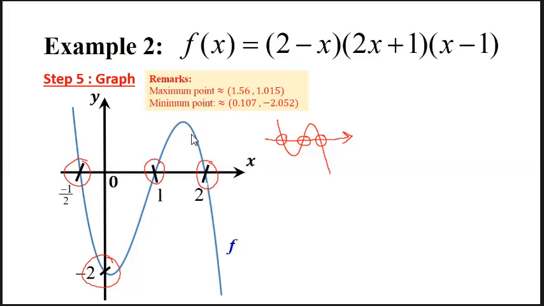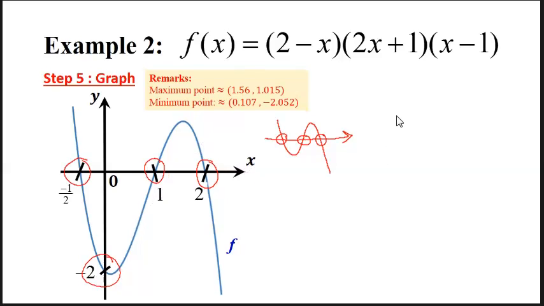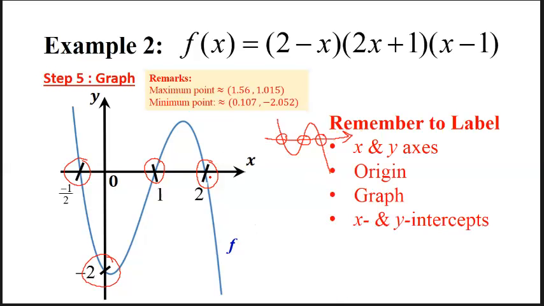And by right, we should label the maximum and minimum points. However, since the calculation is actually learned in chapter 9 on differentiation later, I will just leave the graph in this form without labeling the maximum and minimum points. So go on. Remember, in this diagram, you need to do some labeling. So you need to label the x and y intercepts, the origin, the name of the graph.